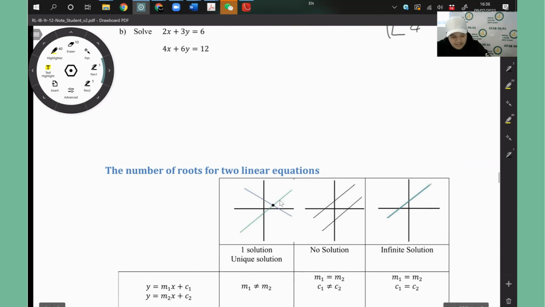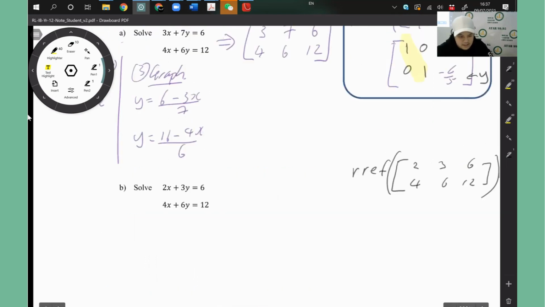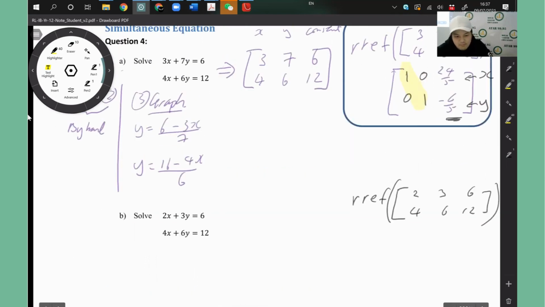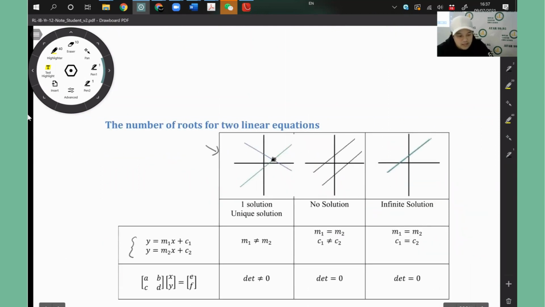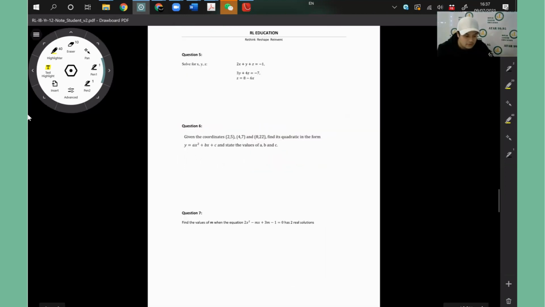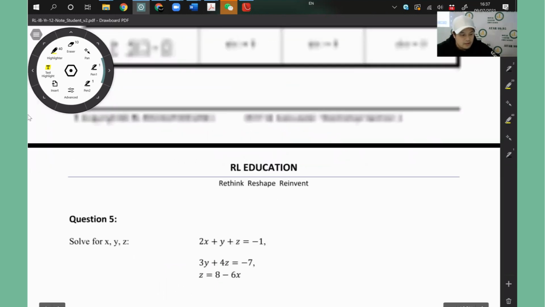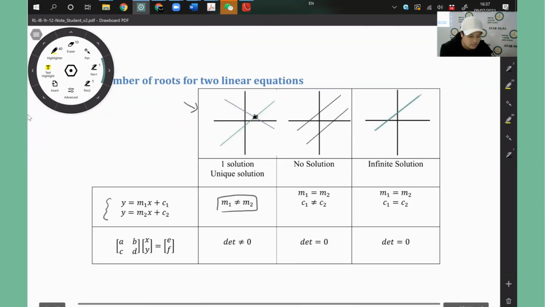If your lines are like this, then your RREF will have this, because the answer stands for the intersection. They will have a unique intersection. From the equation point of view, as long as the two gradients are different, the lines will have one unique solution. From a matrix point of view, the determinant, which I told you about just now, is not 0, then you have a unique solution for this matrix.